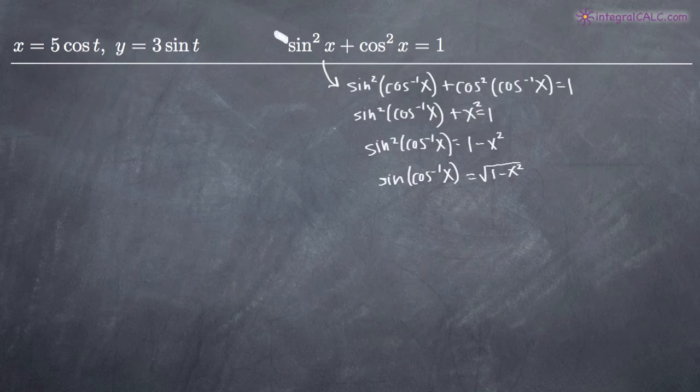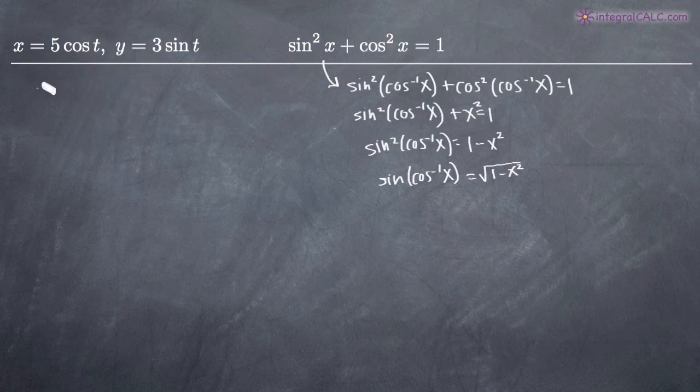There's going to be a few steps involved in doing that, but basically when you're eliminating a parameter, if you can solve one of the equations for t and then plug that into the other equation, then you can quite easily eliminate the variable. So let's go ahead and try to solve the x equation, x equals 5 cosine of t, for t, and then plug it into the equation that's set equal to y.